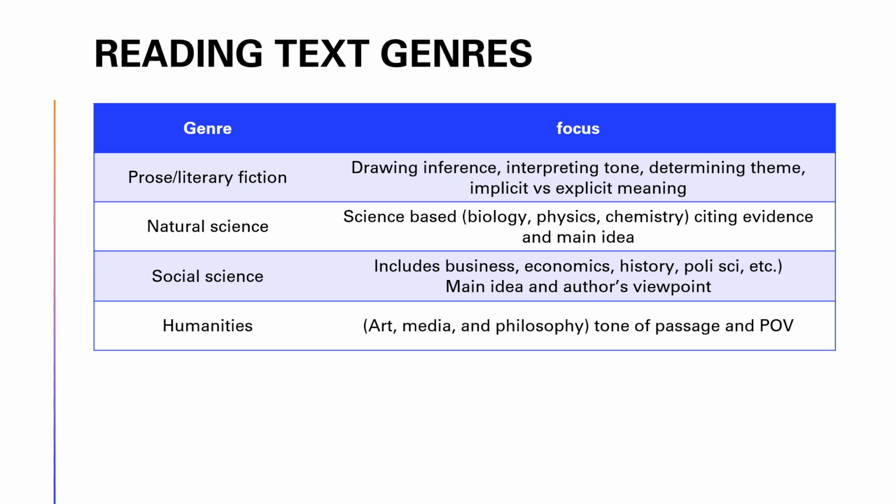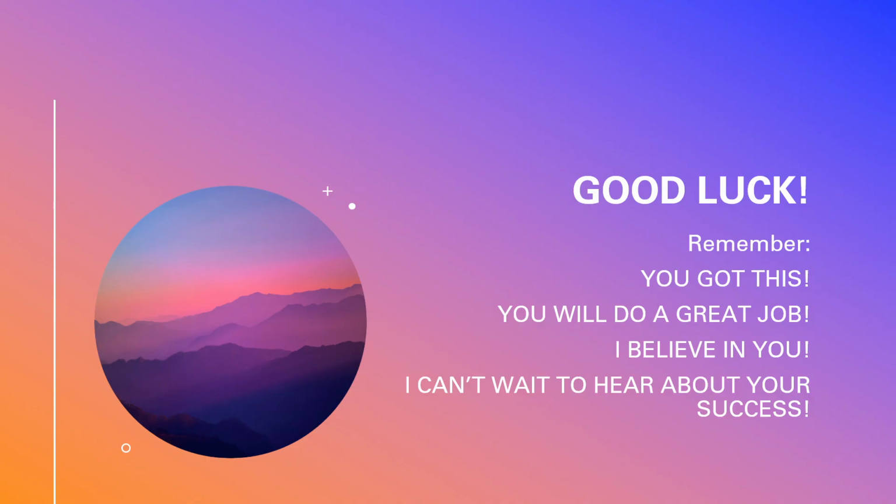Okay. And then the last one that you're going to need is your humanities. Your humanities passages are going to be texts about art, about media, and about philosophy, that sort of thing. And in there, again, they're not trying to see, do you know art? Because they're not expecting you to be an art curator or a media specialist. They want to know, can you read this passage about art and tell the tone of the passage? Can you read this passage and give the viewpoint of the text? Whose viewpoint is this text being written from? How does the author view this particular subject? So that is what the reading portion of this test is going to be about.